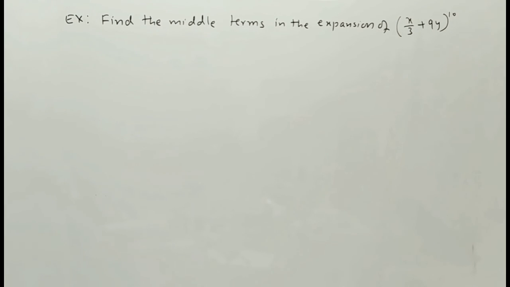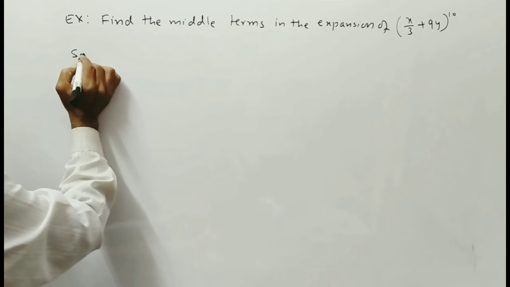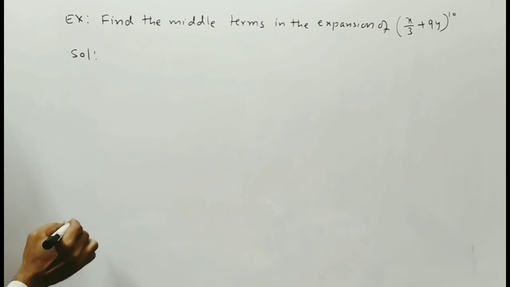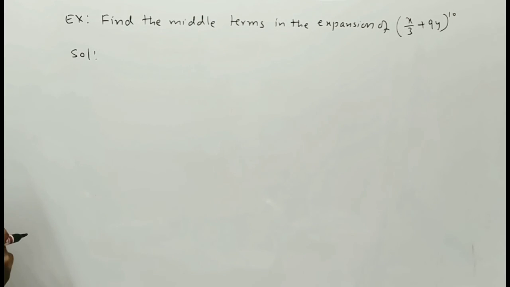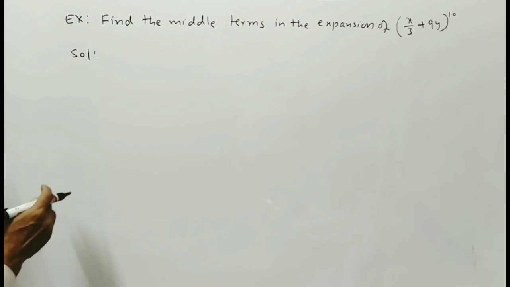Find the middle terms in the expansion of (x by 3 plus 9y) whole raised to the power 10. Solution. Here n is equal to 10. So the number of terms in the expansion will be 10 plus 1, that is 11. So we are going to have only one term in the middle.